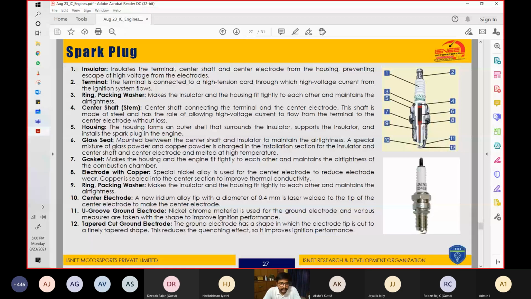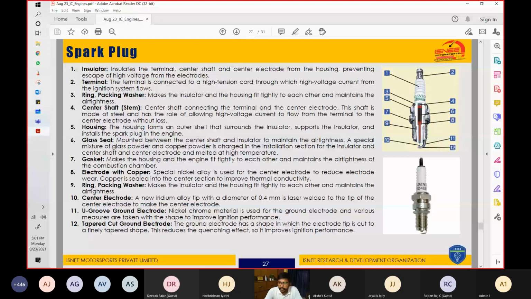A special mixture of glass powder and copper powder is charged in the installation section for the insulator, center shaft and the center electrode, and melted at high temperature. So basically this is for insulation purposes, the glass seal. Then comes the gasket, this seventh part. The gasket makes the housing and the engine fit tightly to each other and maintains the air tightness of the combustion chamber. So when this fastens up inside the combustion chamber, there needs to be air tightness. There should be no leakage. So this gasket works as the leak proof.